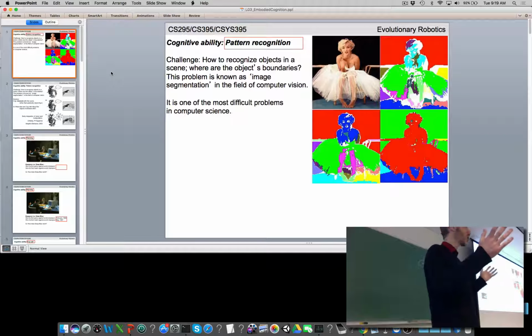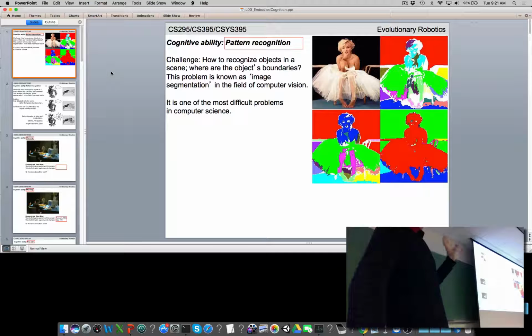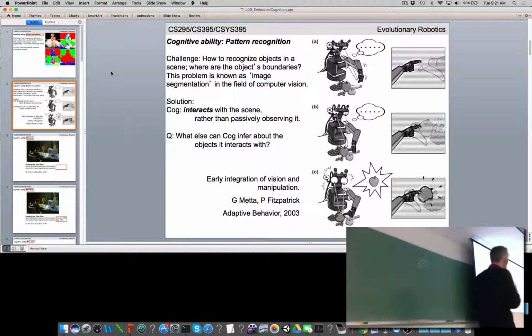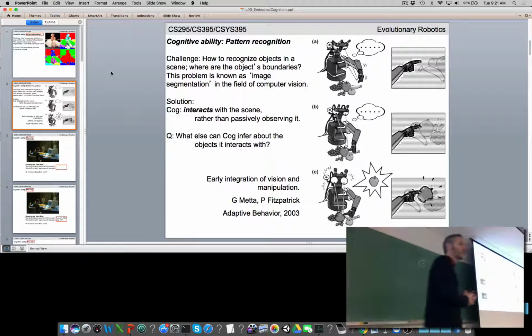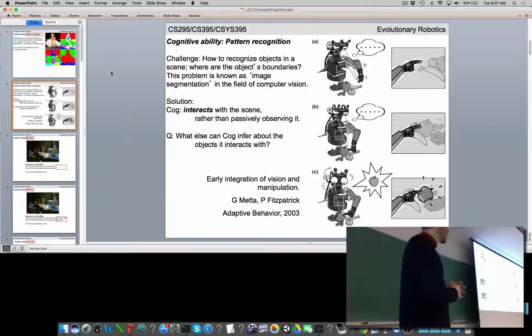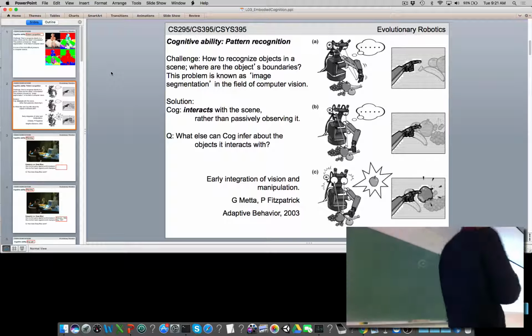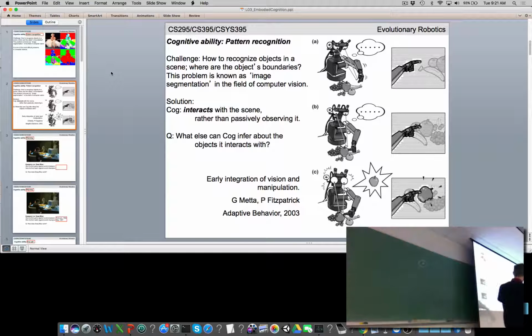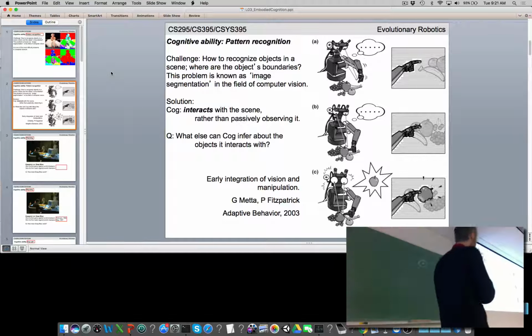So let's step back from this problem for a moment. The deep learner that I showed you is the non-embodied approach to pattern recognition. Let's take the same building block of intelligence and now approach it from an embodied point of view. So now you can obviously see who the learner is in this case. This is some work on the COG robot at MIT carried out by Giorgio Metta and Paul Fitzpatrick over a decade ago.